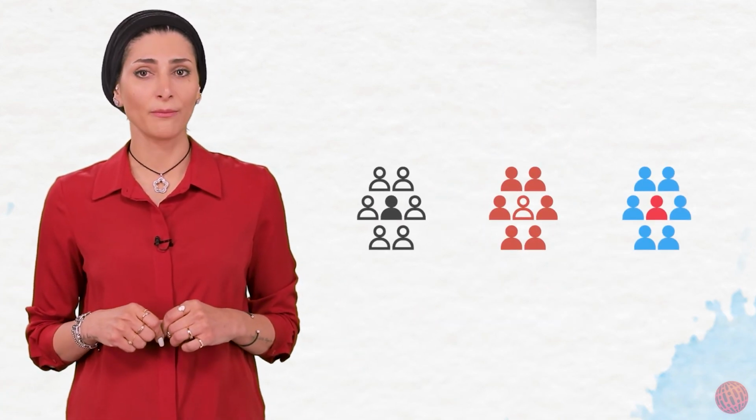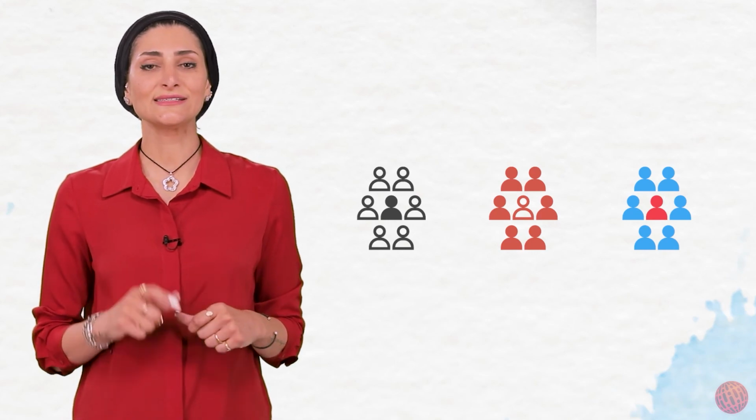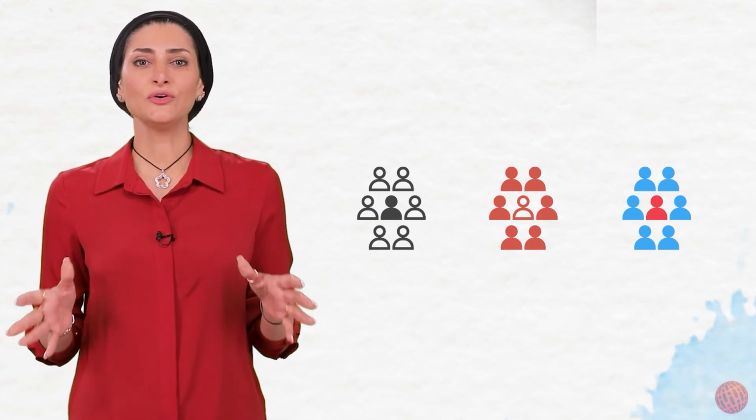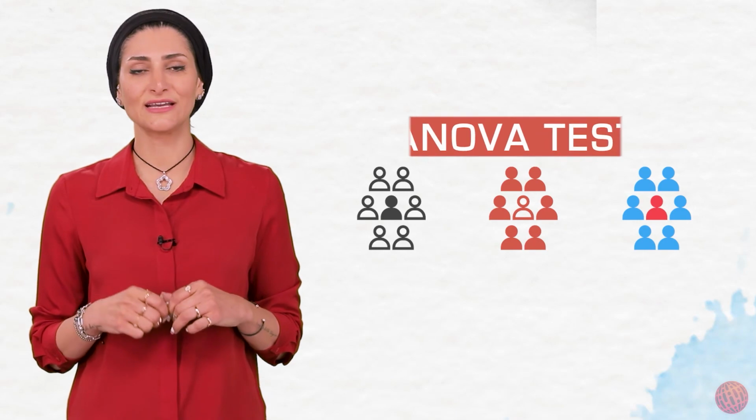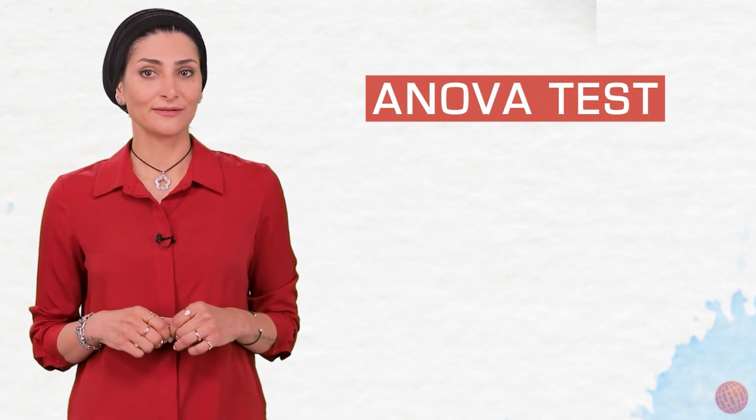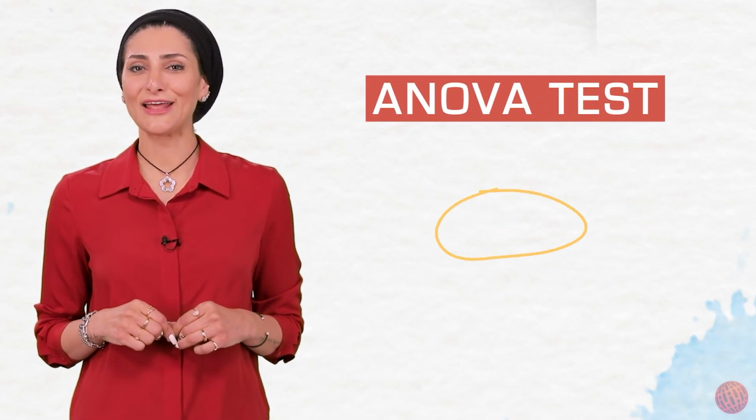But what if you have more than two groups of data to compare? You don't use the t-test in this case. Instead, you conduct something called an ANOVA test. Join me in the next lesson to learn how to perform an ANOVA test.